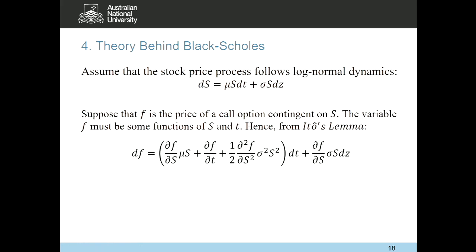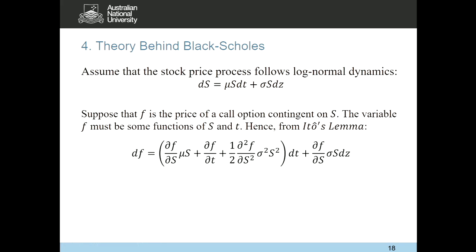Then we use this lowercase f to denote the price of a call option. Let me say this again: we use this lowercase f to denote the price of a call option. What's more, this call option is contingent on the underlying share price. It's kind of realistic because in reality, the decision to exercise a call is contingent on how big the share price is.